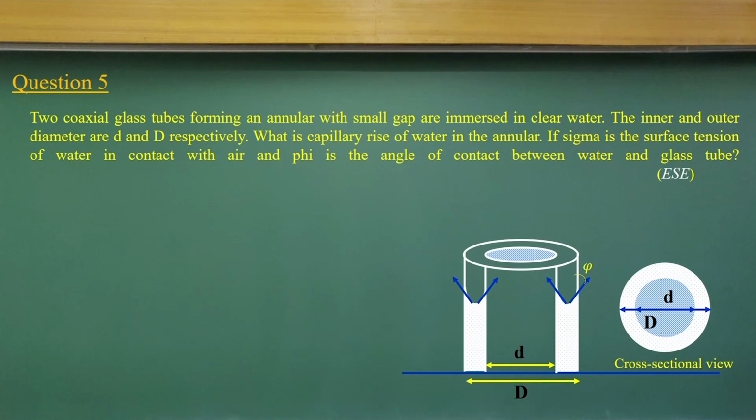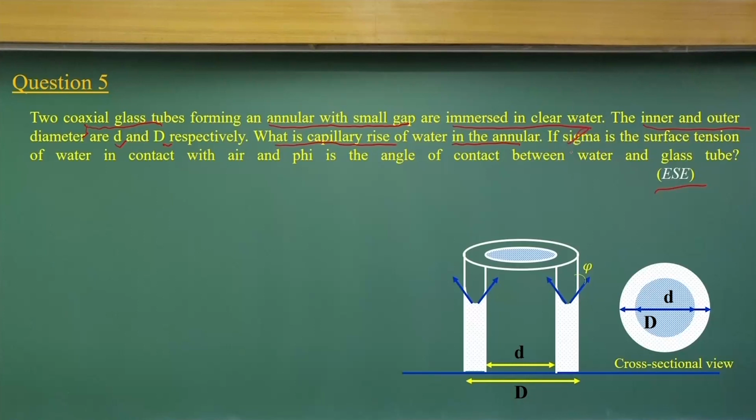So, this is an engineering services exam question, where two coaxial glass tubes form an annulus with a small gap, immersed in clear water. The inner and outer diameters are small d and capital D respectively. What is the capillary rise of water in this annulus?